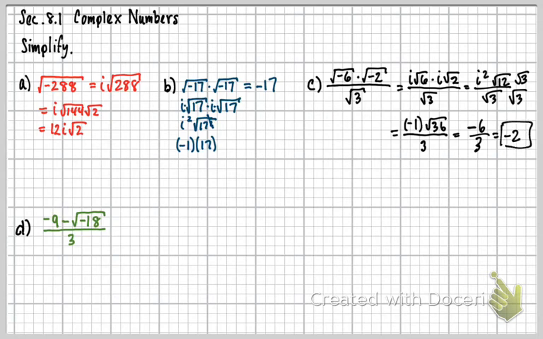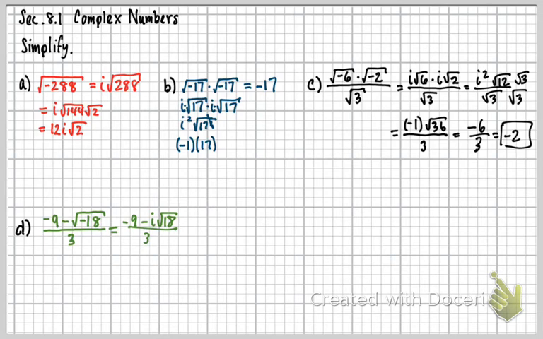This one's really interesting. This is negative 9 minus square root of negative 18 over 3. So this is going to be negative 9 minus, and I'm just going to call this i square root 18 over 3. Now what I'm going to do is take care of this 18 here. I'm going to simplify that, and that simply means I'm going to look for factors of 18 that are perfect squares. And it has one.